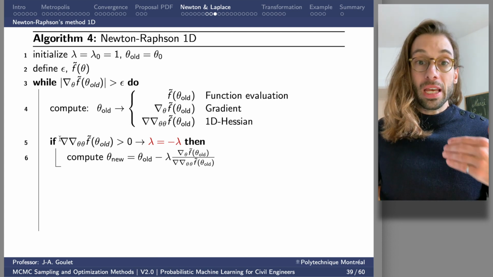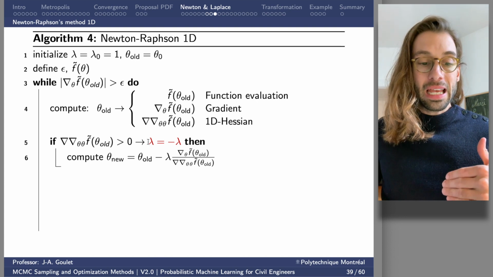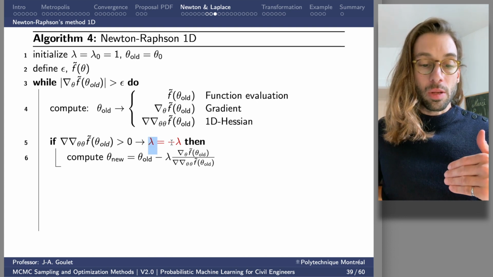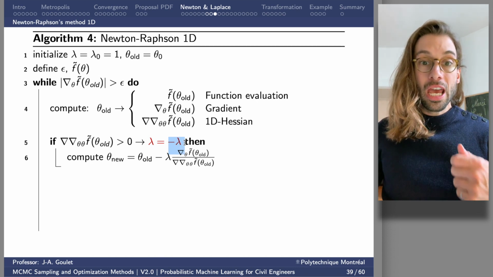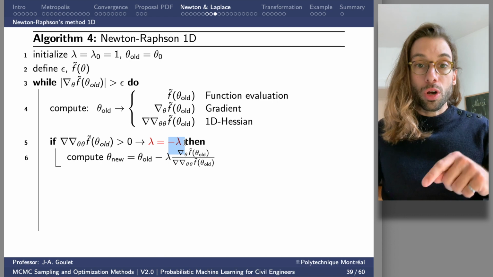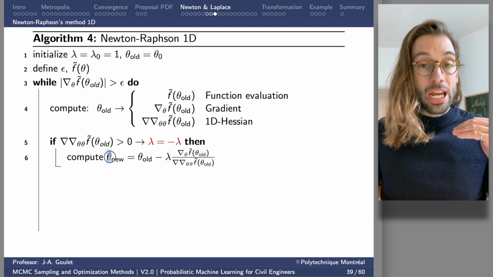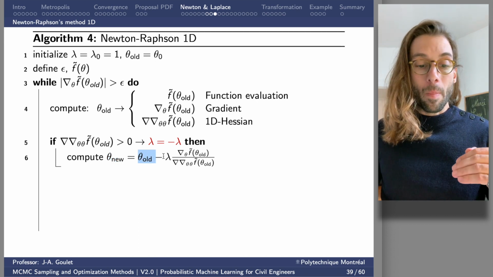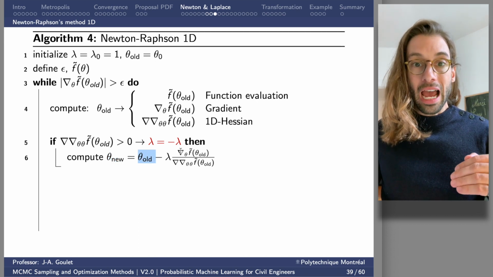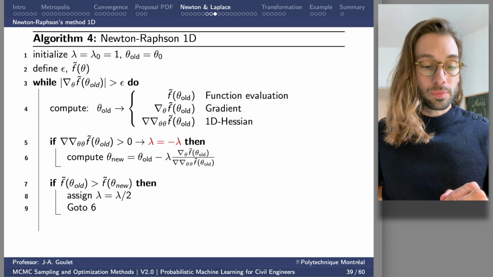So if the second order derivative is greater than 0, okay? In that case, I'm going to say lambda is going to be taken as minus lambda. I'm going to reverse the search direction in order to make sure that I'm pointing toward a maximum and not a minimum. Then I'm going to compute my new parameter value as the current parameter value minus lambda times the gradient divided by the second order derivative.